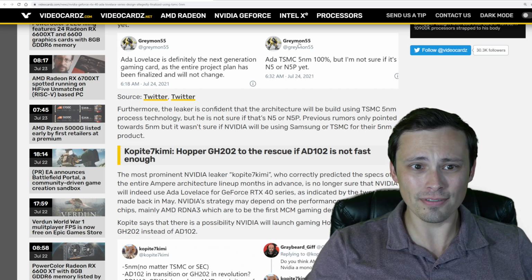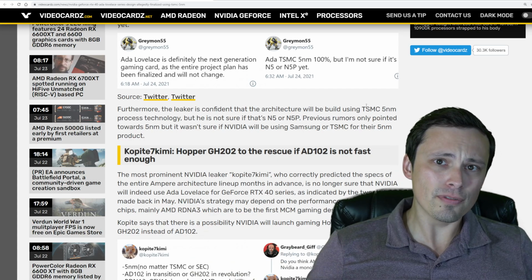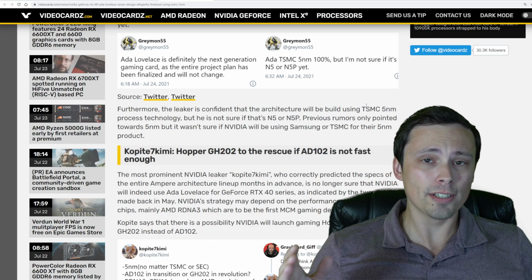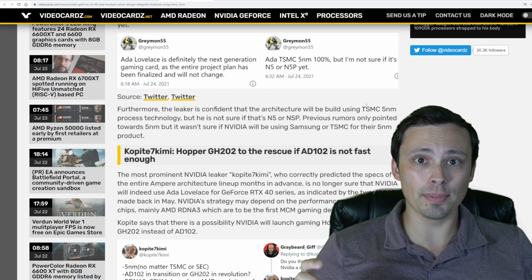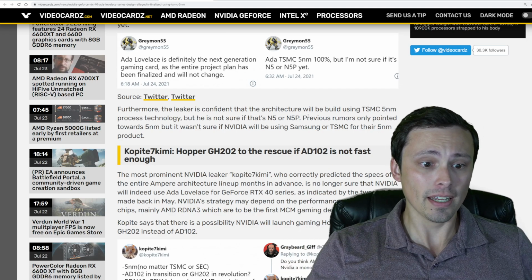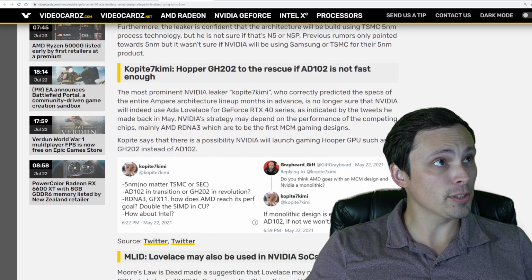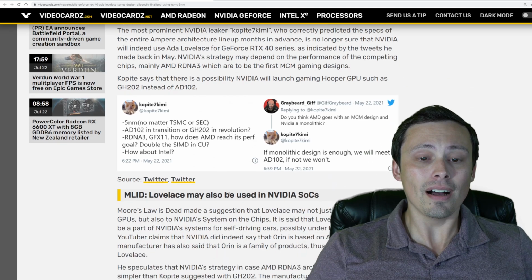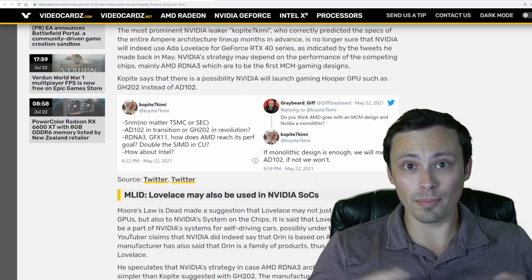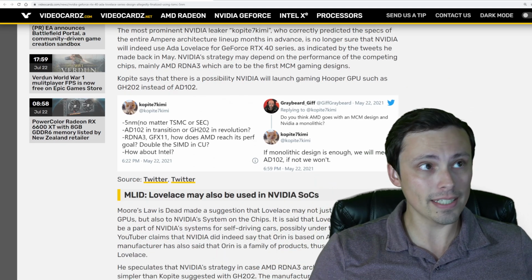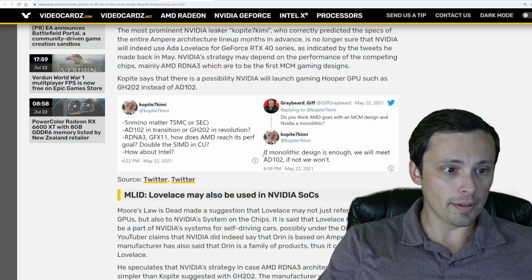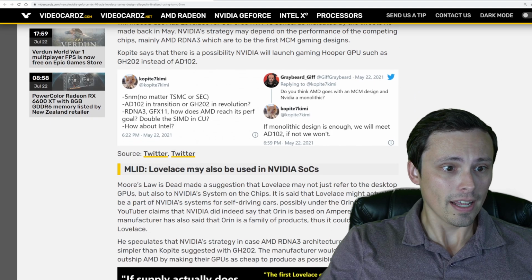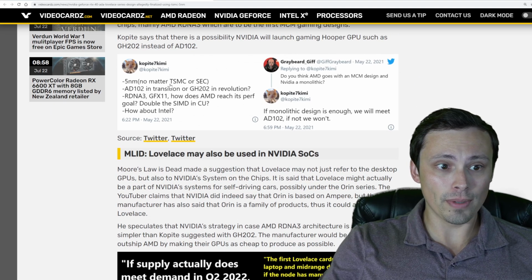Now, this is Greymon 55. I've seen leaks from Greymon before. I'll be honest here that I don't remember off the top of my head what Greymon's track record has been for 100% accuracy. Now, I do know that, however the heck you're supposed to pronounce this, Kopite7kimi leaked a ton of accurate information about the NVIDIA lineup. Very, very accurate leaks about NVIDIA in the past for the Ampere series of cards. And that one's saying 5 nanometer no matter what.